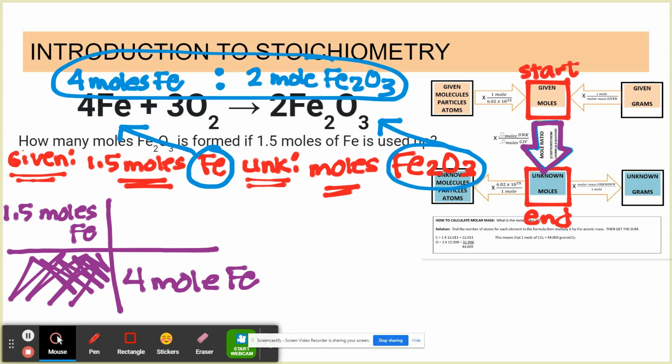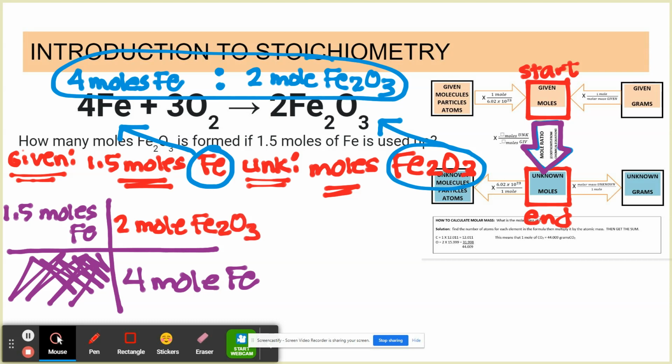you are right. Why would 4 moles of Fe go at the bottom? Because remember, guys, boxes across from one another diagonally should have the same unit. Again, boxes diagonally across from one another should have the same unit. So that means our 2 moles of Fe2O3 should go at the top.